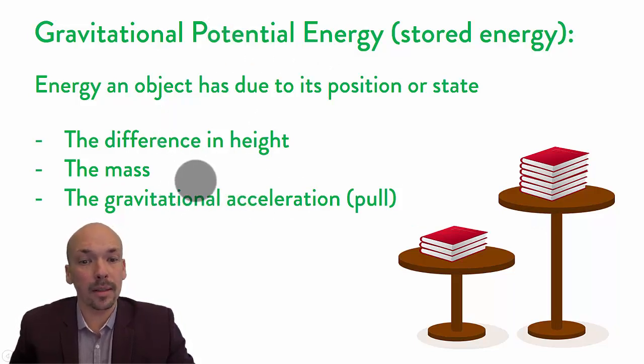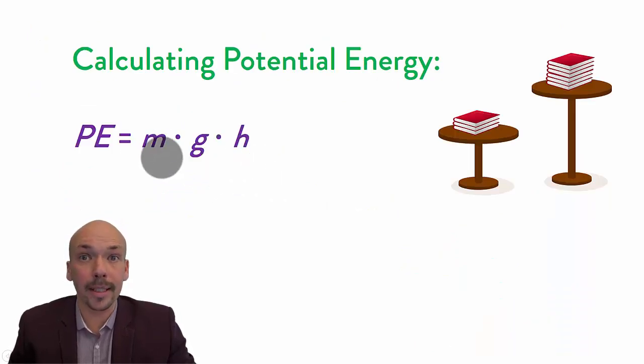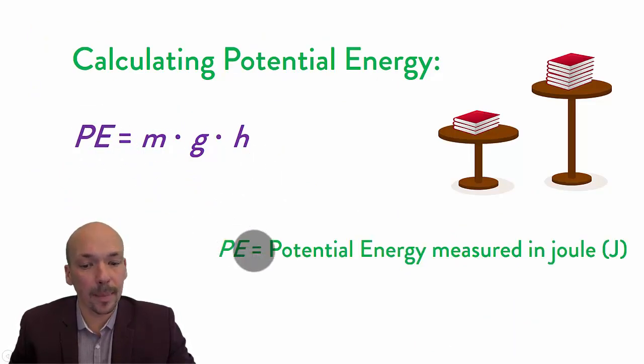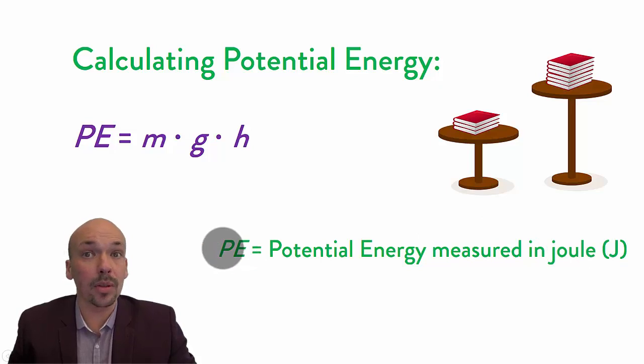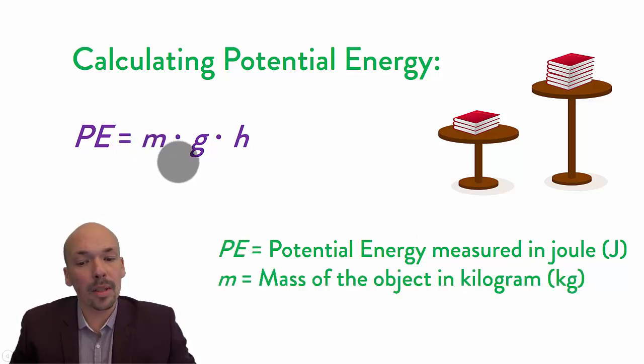These are combined into one equation, and it looks like this. So we have the potential energy, and the potential energy is measured in joules. All the energies are measured in joules, so that's easy. So also the potential energy. Then we have the mass. The mass is always measured in kilograms, very important.